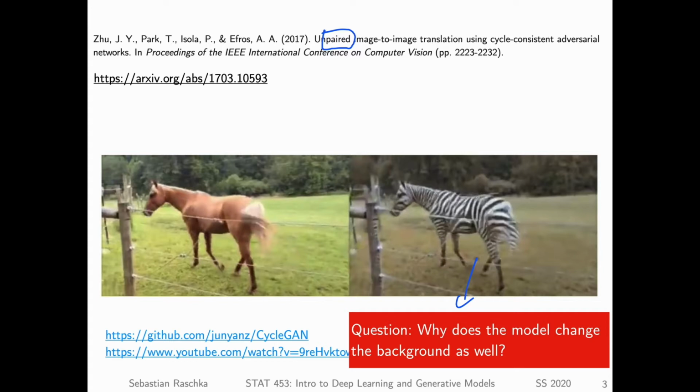Also, by the way, that would be working backwards as well. So you could also have a video of a zebra and the network would be able to map the horse pattern onto the zebra, so basically removing the stripes. So in any case, if you have a good hypothesis why the unpaired image-to-image translation here also produces the brown backgrounds, just post this question or the answer to this question on Piazza, and I will be looking forward to checking this out later.